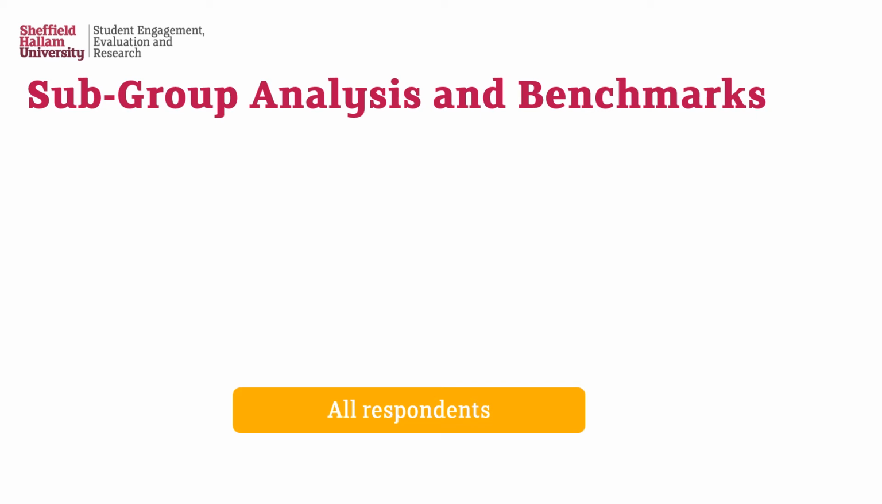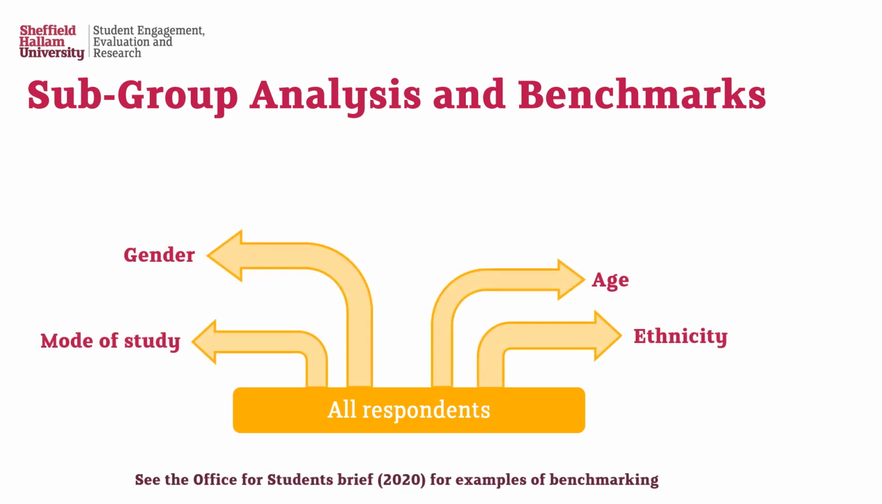Top-level NSS results can be broken down by specific subgroups, such as by gender, ethnicity, and mode of study. Can you think of any benefits and any challenges with looking at data in this way? Breaking down data into subgroups can provide insight into broad aspects of the experiences of many students, which could be used as a starting point for further investigations.